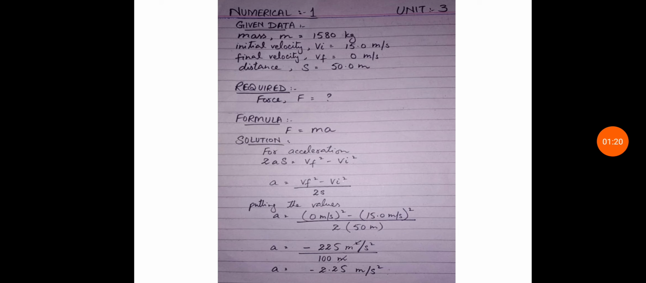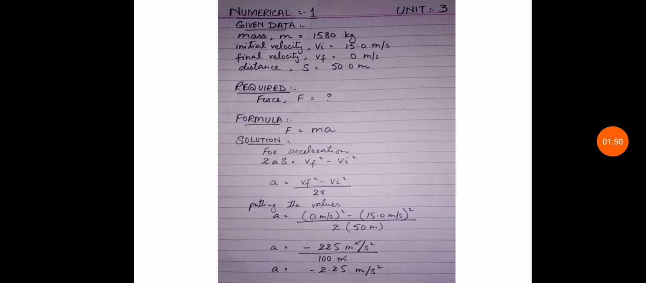Now the formula which we will apply in this numerical, that is F equals to ma. Now first we find the acceleration because mass is given to us. So for acceleration we have vi, vf and s. So the third equation of motion will be used here. So we get a equals to vf square minus vi square divided by 2s.